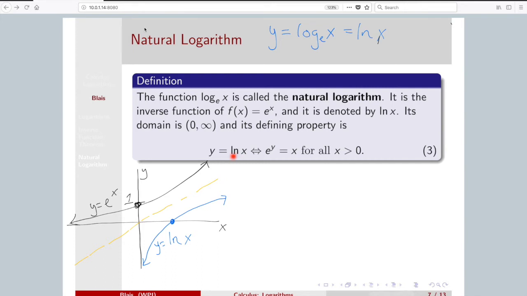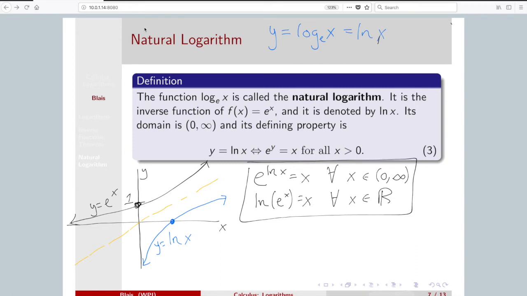Its defining property, here we have the inverse function of e to the x. So that means e to the natural log of x is x for all x in the domain of natural log, which is 0 to infinity. And similarly, natural log of e to the x is x for all x in the domain of e to the x, which is the whole real line. Again, just a special case of a particular base for a log. But in particular, it's the inverse function of the natural exponential.